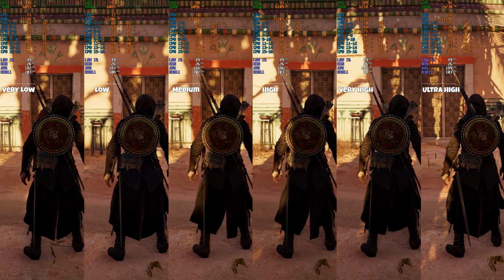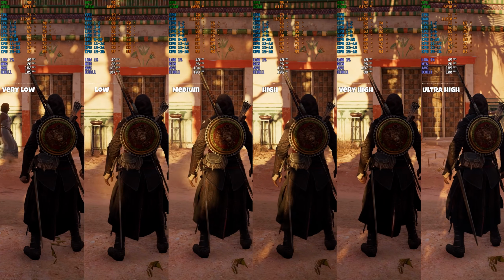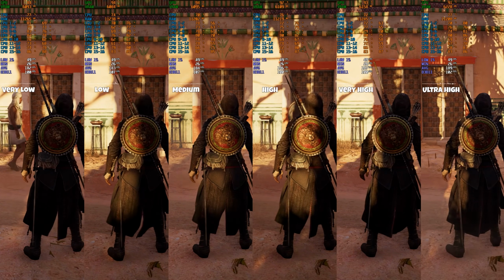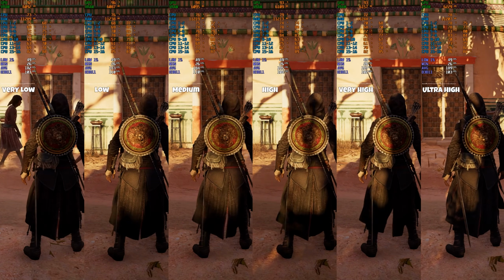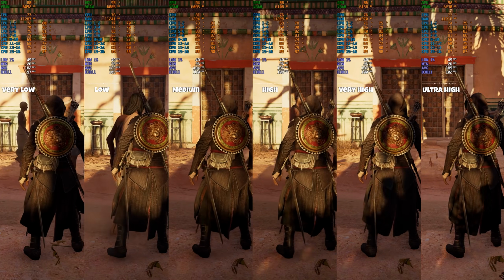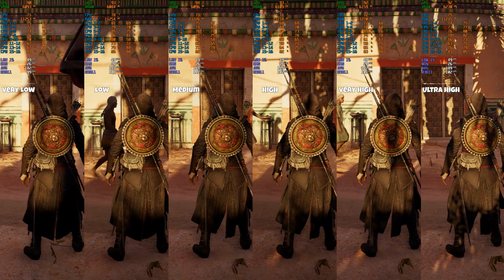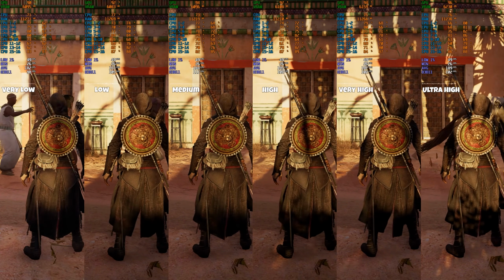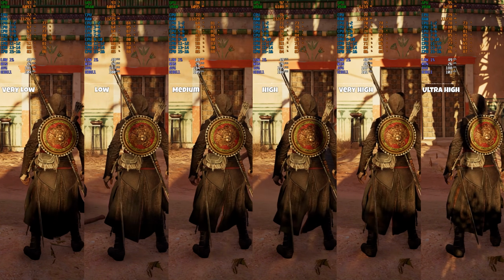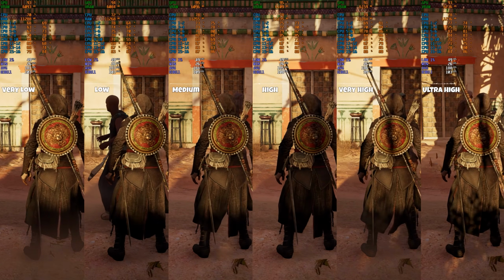You'll also notice that going down to high lowers the VRAM by 100, where going to very low lowers it by 200, or close to 200 anyway, maybe 150 or something. So if you want the best performance and you are having VRAM issues, going to very low can help you, but I would recommend high.